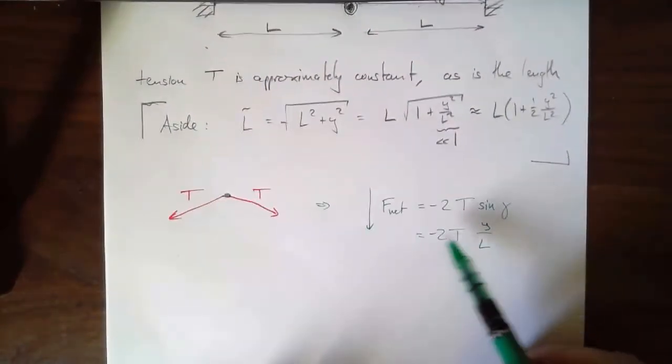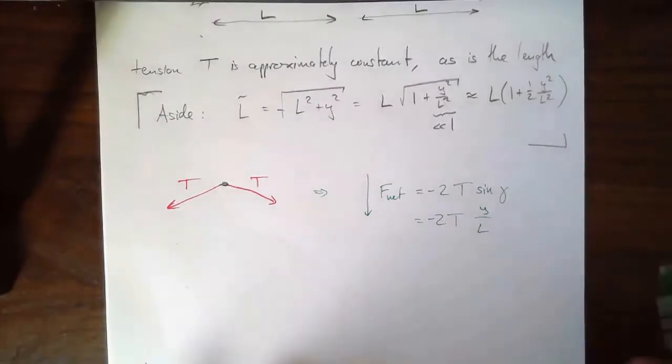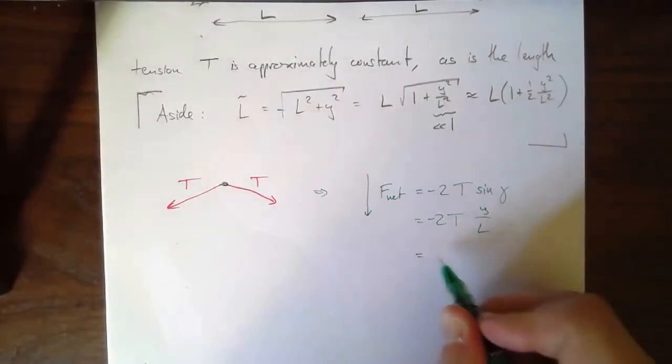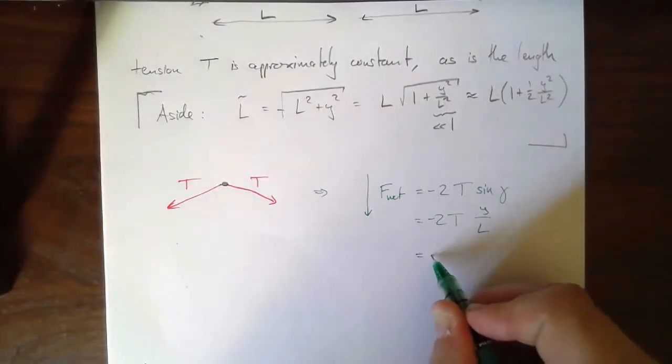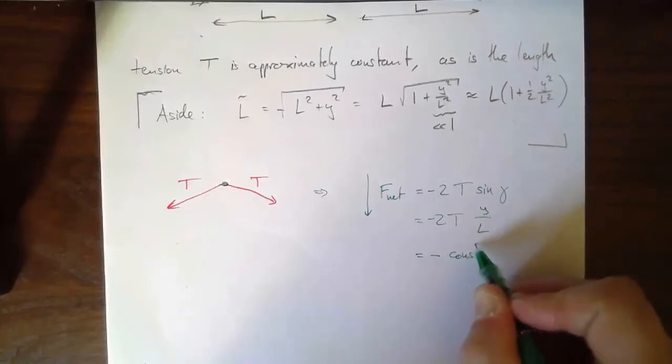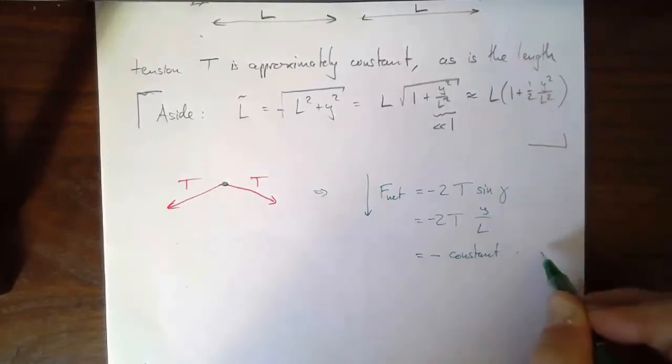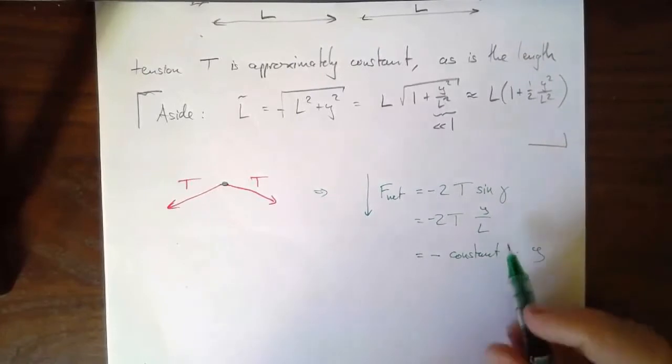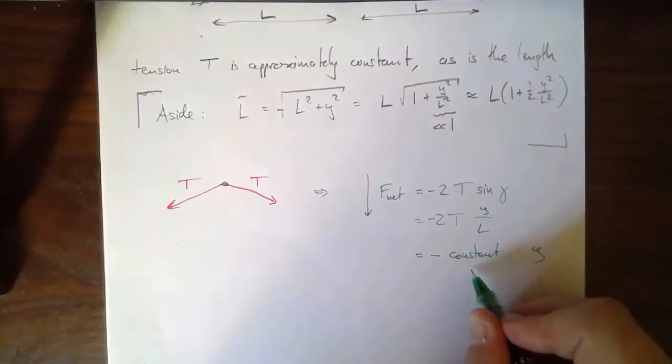Now you can almost see how this acts like a spring. It's essentially equal to minus a constant times y. This constant is 2T over L.